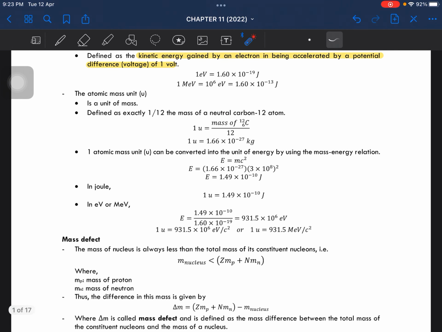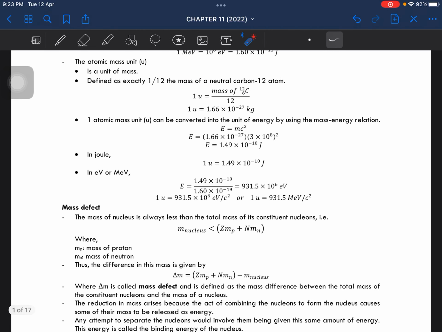Then we have the second one, the atomic mass unit. You have come across this in chemistry, if I'm not mistaken, and it is a unit of mass. It is defined as exactly 1/12 of the mass of a neutral carbon-12 atom. So we can equate 1 u to be equal to 1.66 times 10 to the power of negative 27 kilogram. Kilogram is the SI unit. Make sure you know how to convert that, but it is actually given in your formula sheet in PSPM.